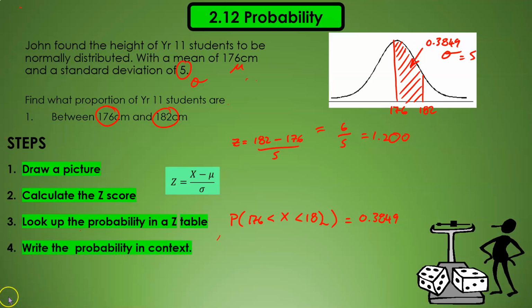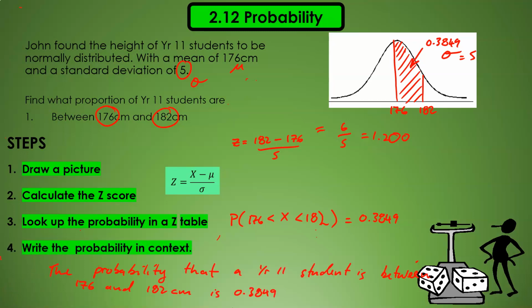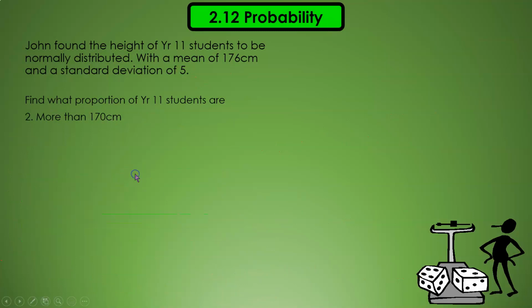The last step, write the probability in context. The probability that a Year 11 student is between 176 and 182 centimetres is 0.3849. So that's that question done. The important thing is following the steps to get your answer.